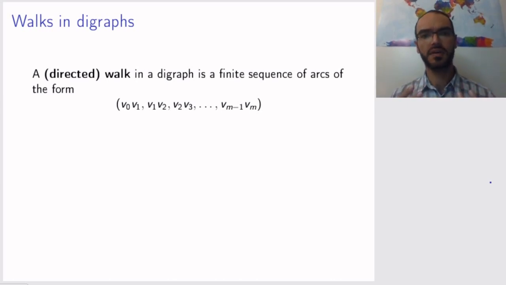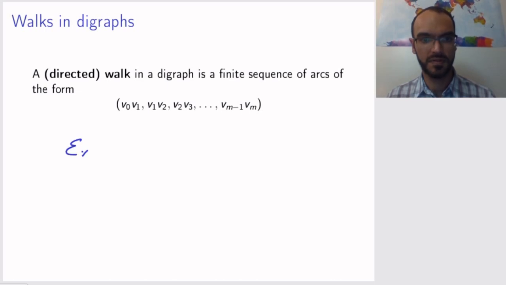So what is a walk in a digraph? Well, it's exactly the same thing. It is called a directed walk because digraphs want to be fancy and have this name directed all over the place, but it's the same thing. It is a finite sequence of edges that now are called arcs because we're in a fancy digraph, of the same form. Each edge ends where the next begins.